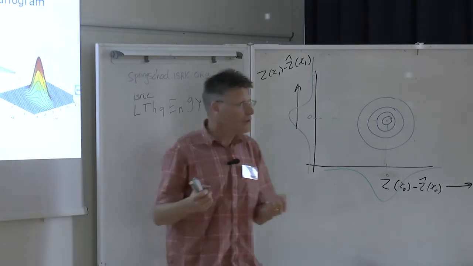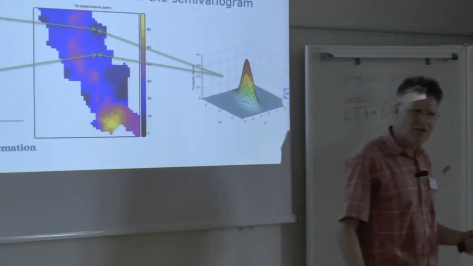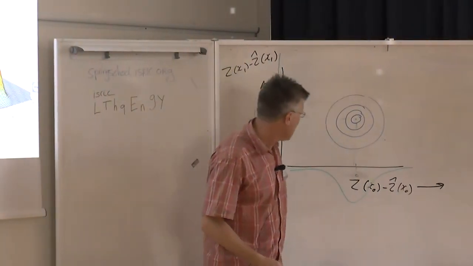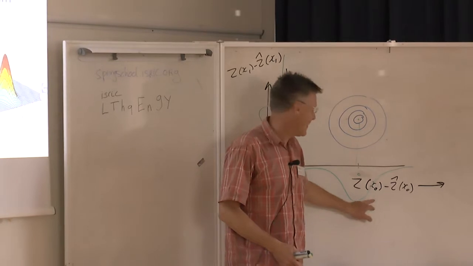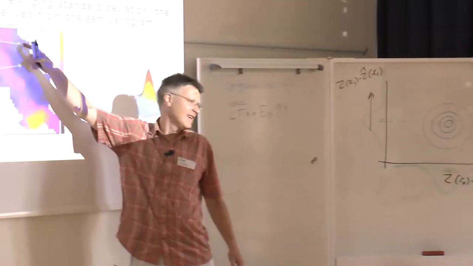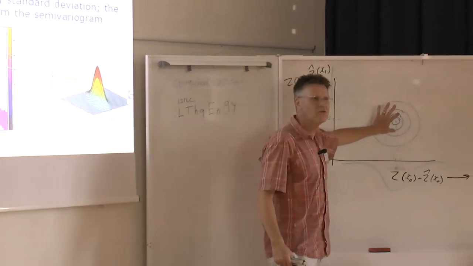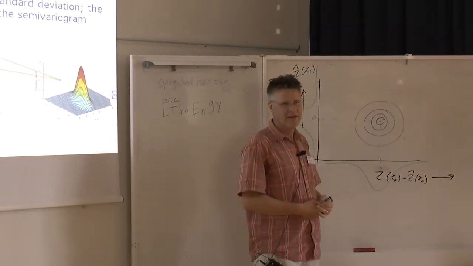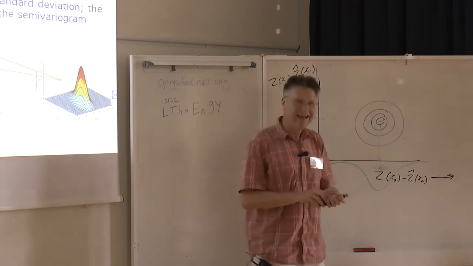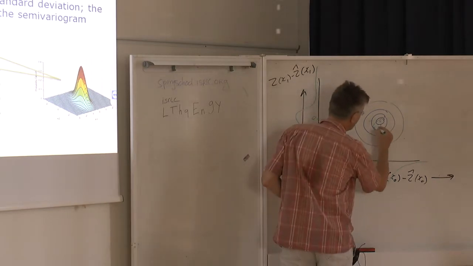Now, if there is a correlation between the errors, for example if these two locations are not that far apart, then it's likely that if I underestimated the true value at this location, I probably also underestimated over here. So what happens to these contour lines if the values become correlated? Yeah, stretched. And actually what you get is rotated ellipses. So it will look a bit like this.